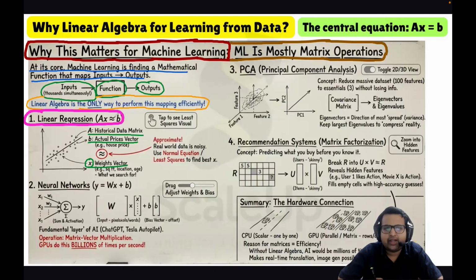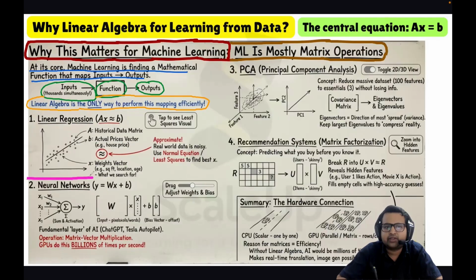And why are we writing approximately equal and not equal? Because in the real world the data is noisy. We use the normal equation or least squares to find the best x. So now it's very clear that linear regression makes use of the equation Ax = b.